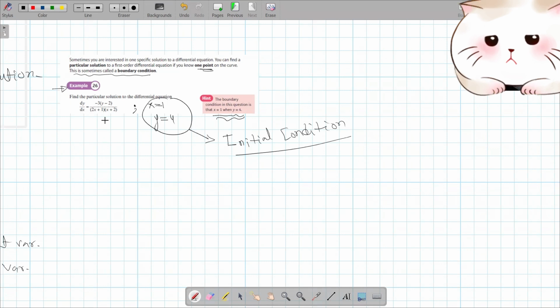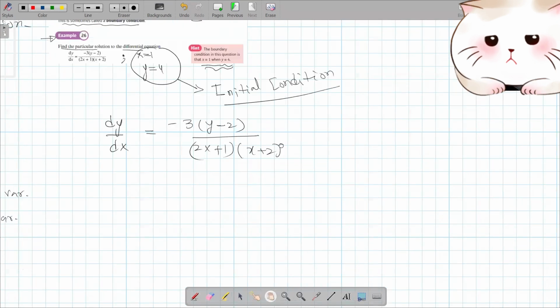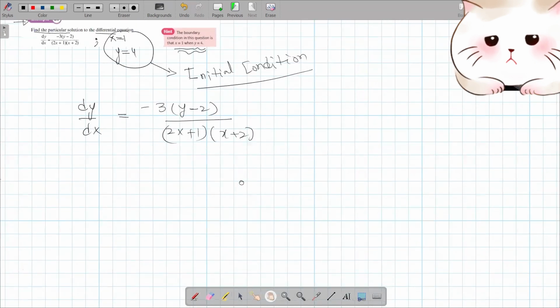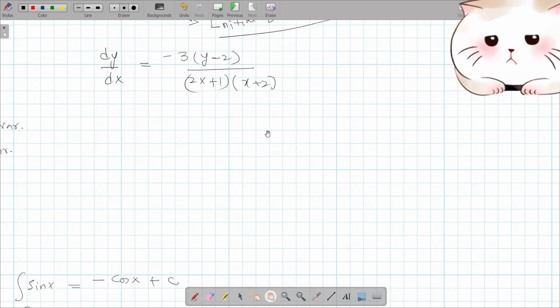So in this example, he says to find the particular solution to this given differential equation. So what is the differential equation given to us here? Is this? Let me write the equation. This equation, and the condition is when x is 1, y is 4.